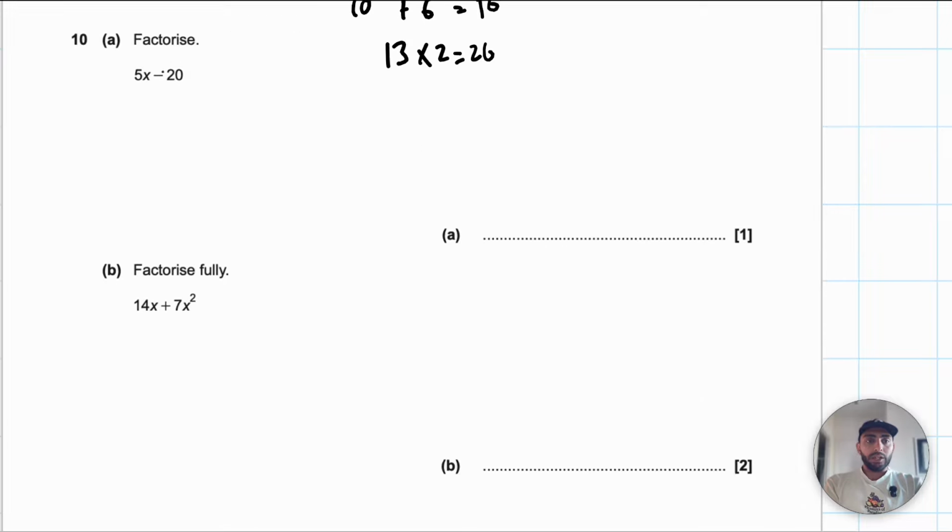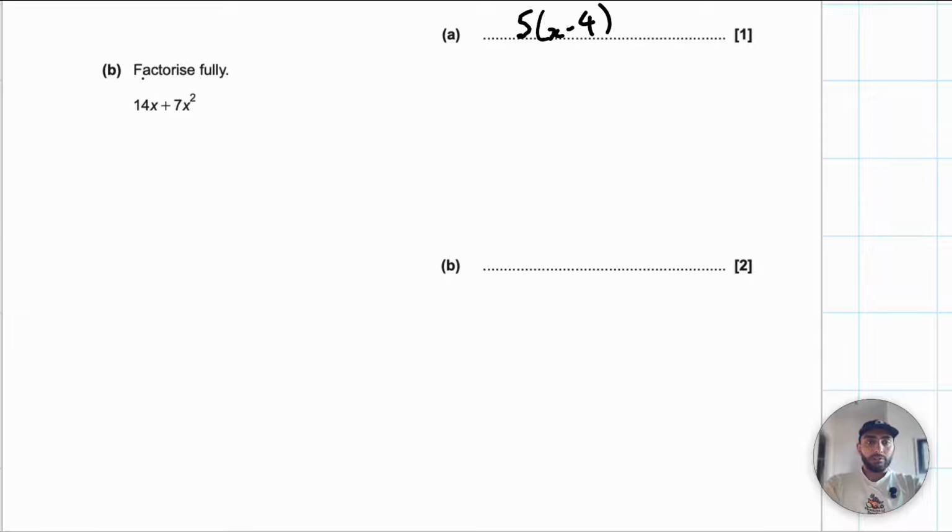Question 10. Factorize 5x minus 20. What's the highest common factor of the 5 and the 20? That's 5. And there's an x here, there's no x here, so we can't pull anything else out. What multiplies by 5 to give me 5x? That would just be x. What multiplies by 5 to give me negative 20? Or what's negative 20 divided by 5? A negative divided by a positive, so it's going to be negative 4. So 5x minus 4.